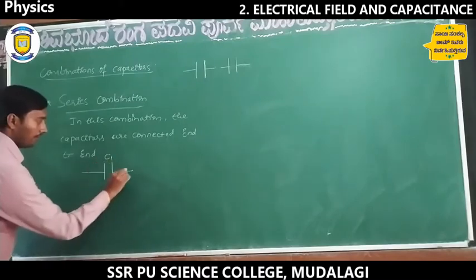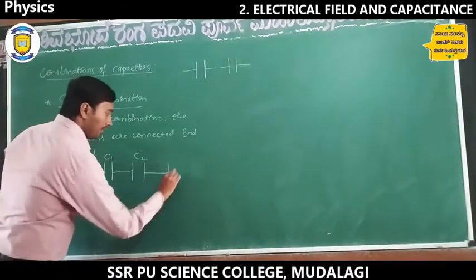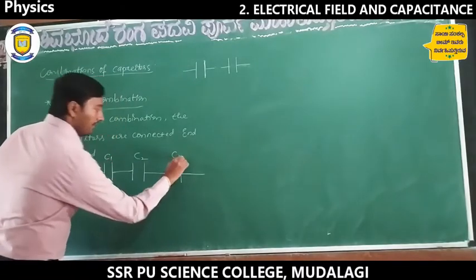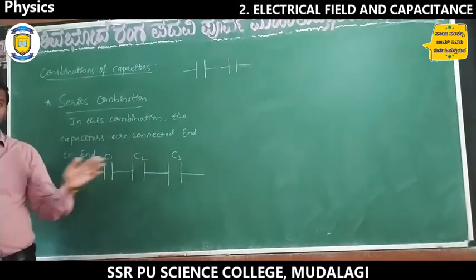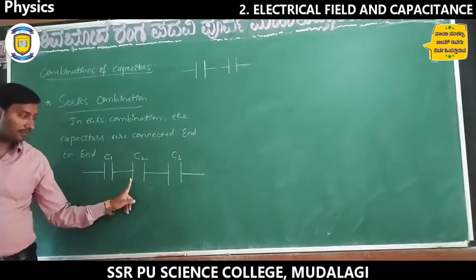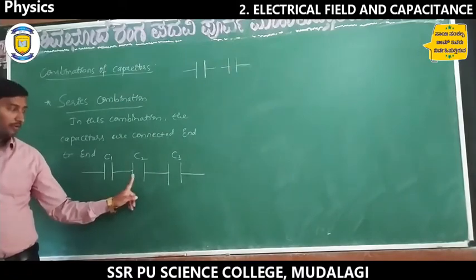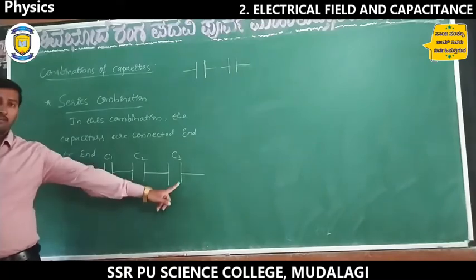This is C1, this is C2, next this is C3. This is the series combination. In this combination the capacitors are connected end to end. One end is connected to the next end of the capacitor C2, and this end is connected to the next capacitor. This is the series combination.